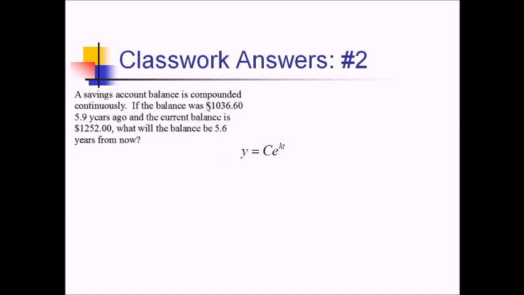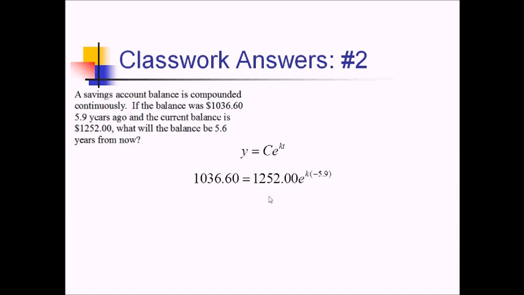To find that, we're going to use this other information they gave us. They said that 5.9 years ago, so at a t value of negative 5.9, the balance was $1,036.60. So we can plug those two numbers in along with this current balance, and that'll help us solve for the k value. So I can say $1,036.60 equals my current value of 1252 times e to the k times negative 5.9. And now I can solve this for k.